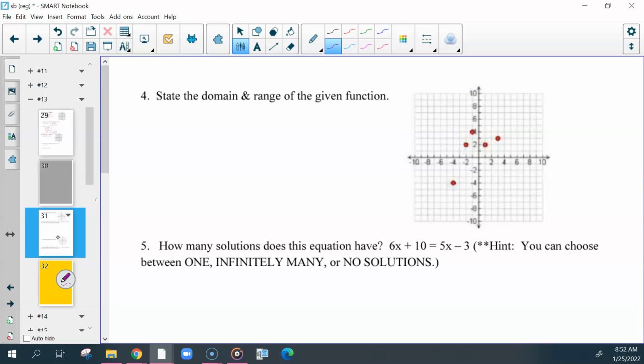For number 4, you need to say the domain and the range. This is a list of numbers. So for your domain, you need to list them left to right. What would those numbers be? You can say them out loud.